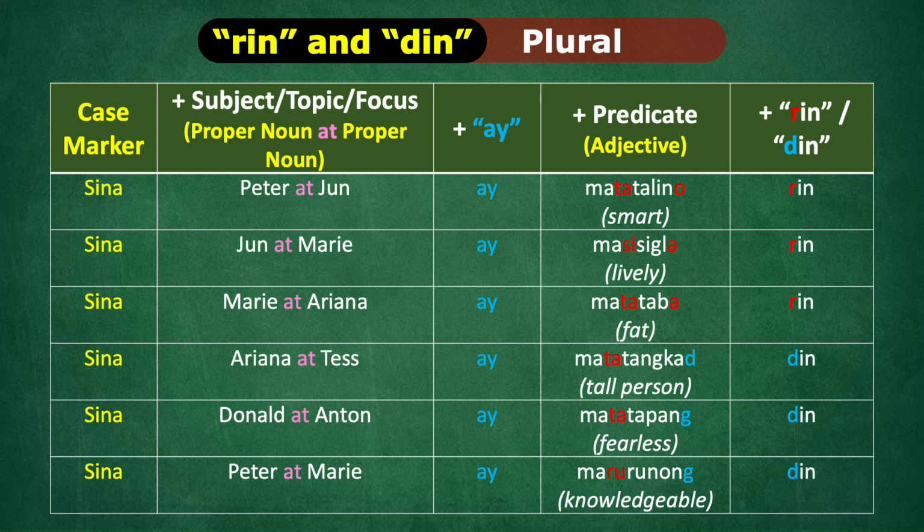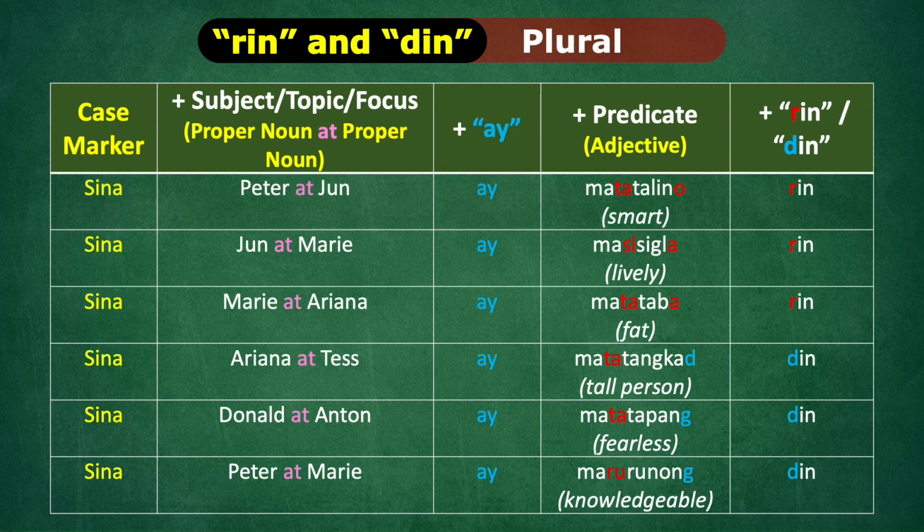Let's convert the following sentences into the plural form. For the singular case marker, we follow this pattern. Si becomes sina. Since there will be more than one subject, you use at between the subjects. Then add ay, add the predicate, and then add rin or din, whichever is applicable.